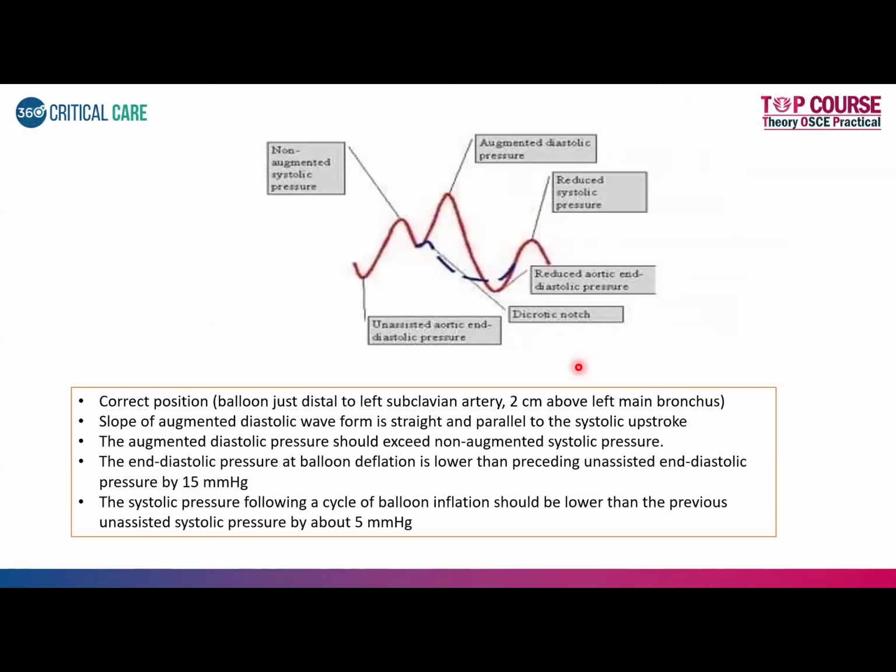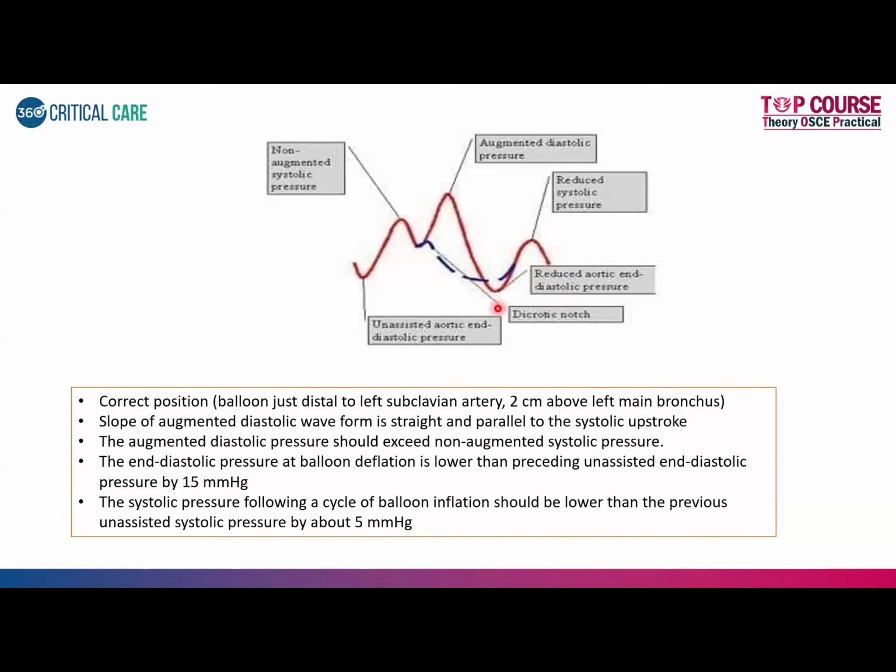Very important, the waveform of the IABP. So we have first the unassisted aortic end diastolic pressure, the non-augmented systolic pressure. Ideally, we have this kind of a waveform, right? So this is our arterial waveform. But when you have the augmentation in the IABP, then you have the augmented diastolic waveform. Then the reduced aortic end diastolic pressure and the reduced systolic pressure.